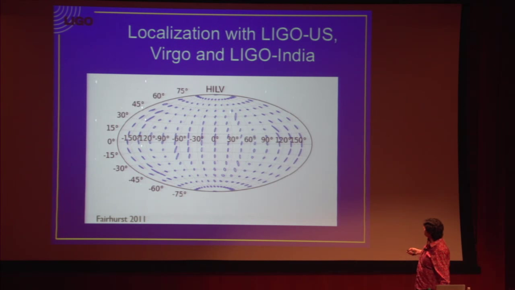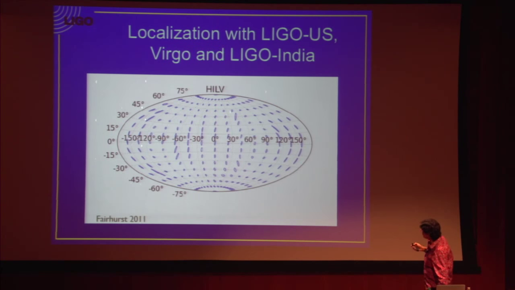Now, if you then add a third detector that's spatially well separated, like a detector in India, this is the same map with the two detectors in the US, two LIGO detectors, Virgo in Europe, and a LIGO detector in India, and you can see that the error boxes get much smaller. Now, if you're an astronomer who wants to go and follow up a gravitational wave signal with your telescope, and the gravitational wave community tells you it's kind of over there in that 100 square degree patch, you're going to laugh at us, and they do.